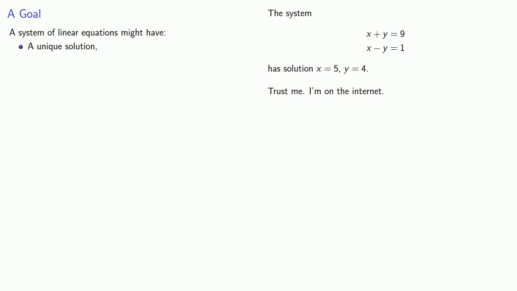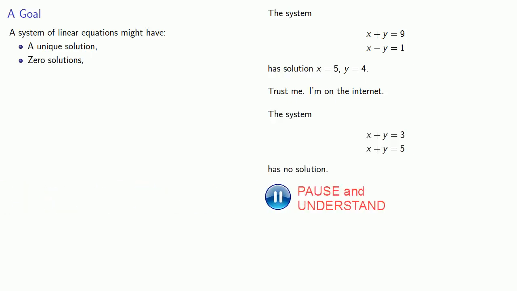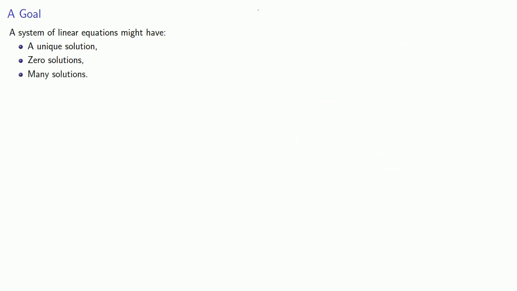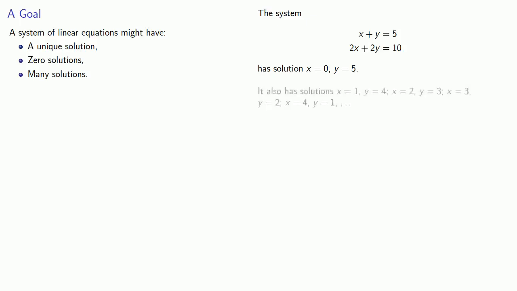Another possibility is we may have no solutions to a system of linear equations. For example, this system has no solution. And finally, there's another possibility, which is that we may have many solutions to a system of equations. So for example, this system of equations has solution x equals 0, y equals 5. It also has solutions x equals 1, y equals 4, x equals 2, y equals 3, x equals 3, y equals 2, x equals 4, y equals 1, and so on. And this situation suggests the following goal. Given a system of linear equations, we should try to find all solutions to that system of linear equations.